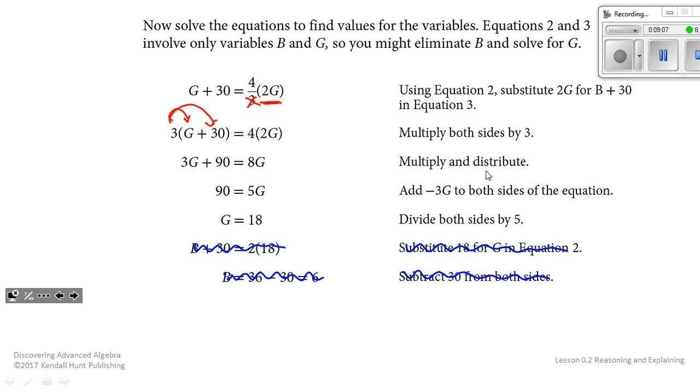Now that I have the number of girls, I can use my B plus 30 equals 2G. Okay, so I've got B plus 30 equals 2G. I can substitute 18 for G. And I can come up now with my number of boys. So if I do this, I'm going to get the number of boys, right? So the number of boys, 36 minus 30 is 6. So I have boys is 6, girls is 18, but my question is adults to kids, right?